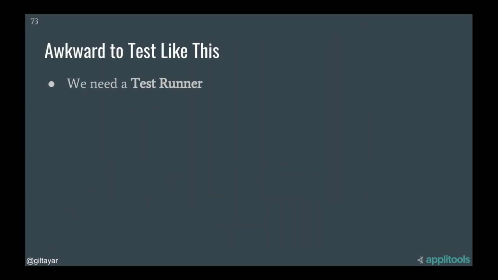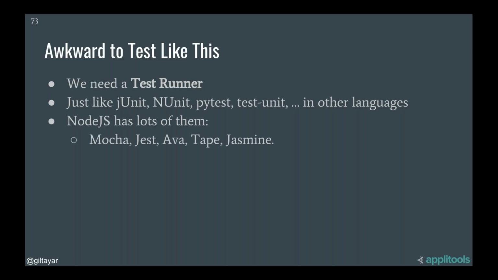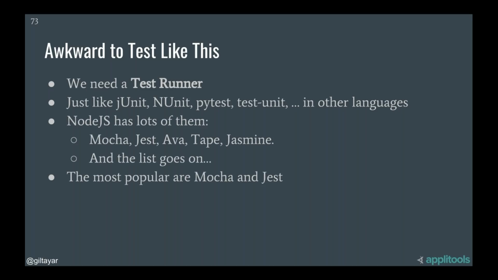So what we need is a test runner. Just like Java has JUnit and TestNG, and C# has their own NUnit, I think, PyTest for Python, etc., Node.js has lots of them. Mocha, Jest, Ava, Tape, Jasmine, there are more. This goes on. The most popular today, by far, are the two big ones, Mocha and the newcomer called Jest, which is written by Facebook.